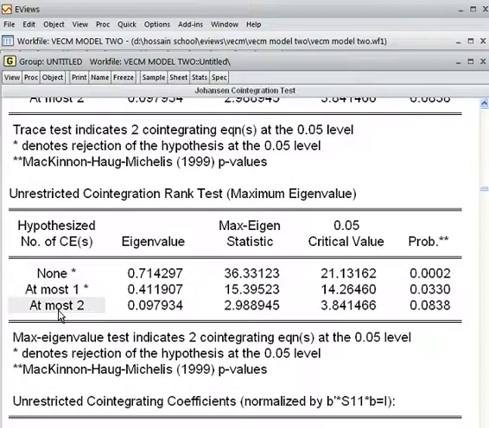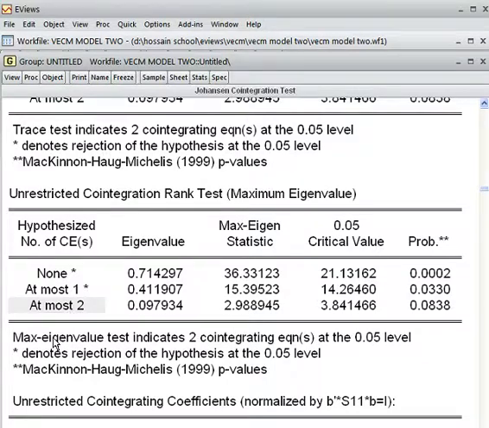Can I reject that there are two cointegrated equations in the whole system? Can I reject? No, because the p-value is 8.38%, which is more than 5%. So we cannot reject null. Rather, we accept null, meaning that there are two cointegrated equations in the system. That means our three variables such as y, x1 and x2 have long run associationship, or they move together in the long run.